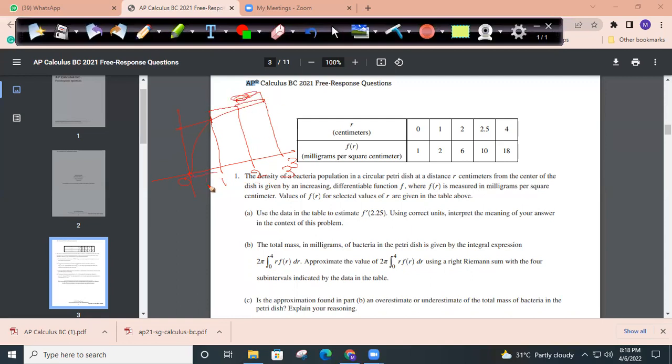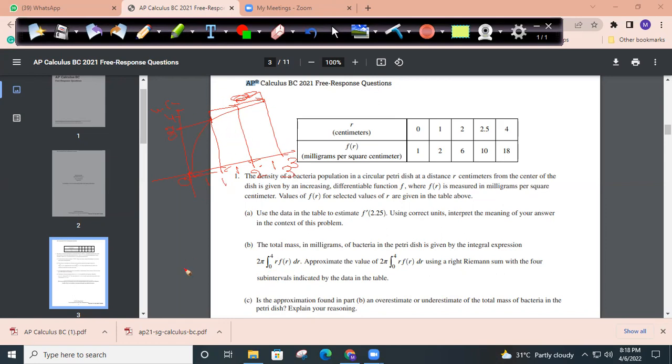So the width is 1, let this height be some 3, let this height be some 4, let this height be some 4.5. So 1 into 3, again the width is 1, 1 into 4, again the width is 1, 1 into 4.5. That will give me the area of this curve.